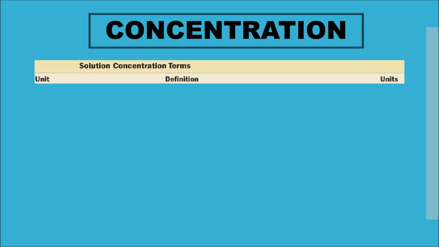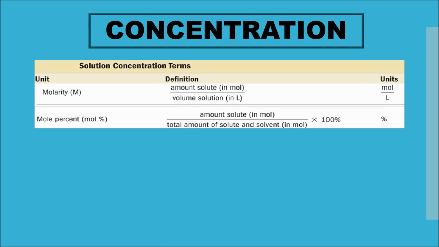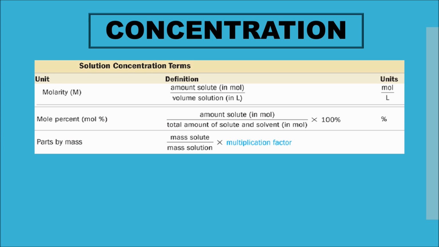Now, concentration is a measure of the amount of solute in a given amount of solution, or occasionally solvent. Concentration can be measured by molarity, which is the amount of solute in moles over the volume of solution. We can also describe concentration in mole percent, which is the amount of solute divided by the total amount of solute and solvent, multiplied by a factor of 100.